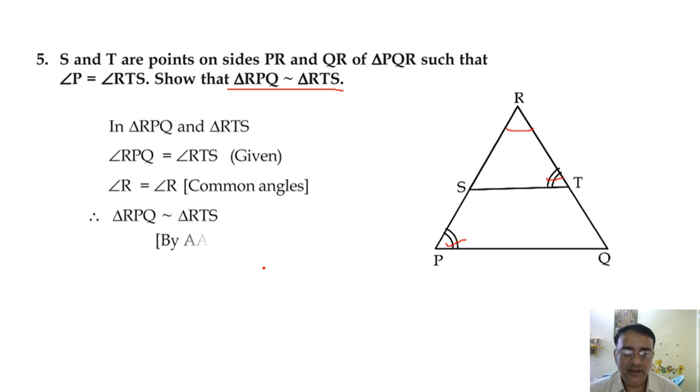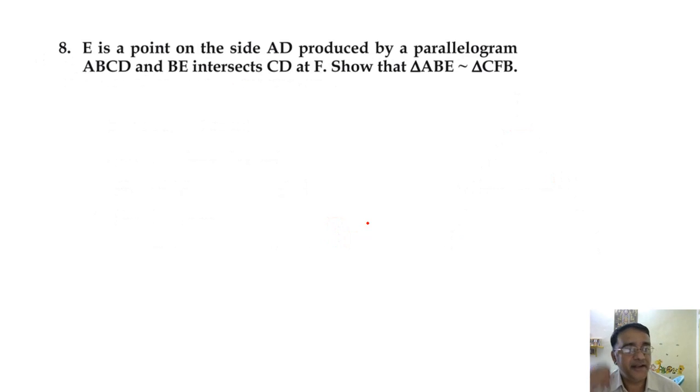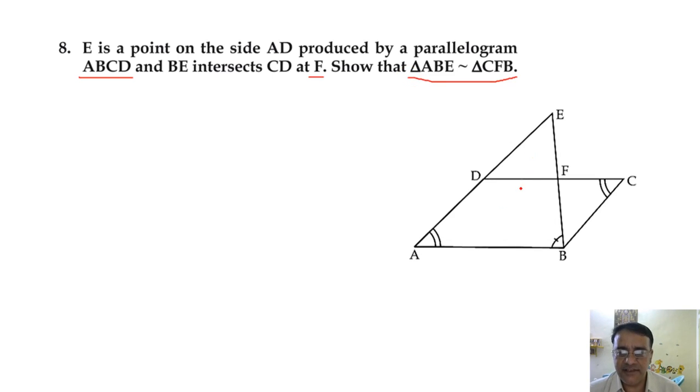AA similarity. Right, AA similarity. So now we'll move towards question number 8. E is a point on the side AD produced by a parallelogram ABCD and BE intersects CD at point F. Show that triangle ABE is similar to triangle CFB. So let us draw the diagram first.